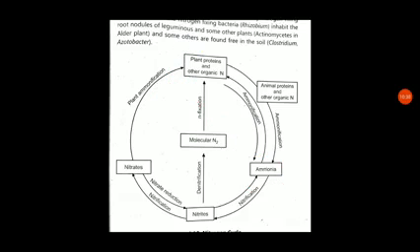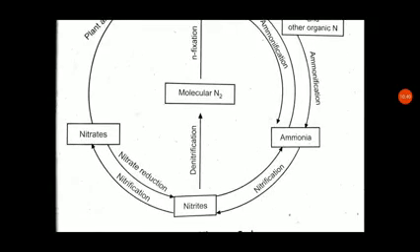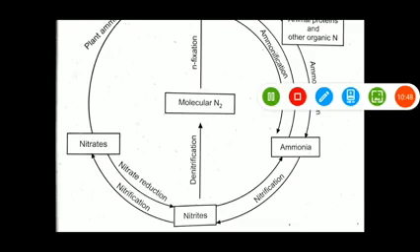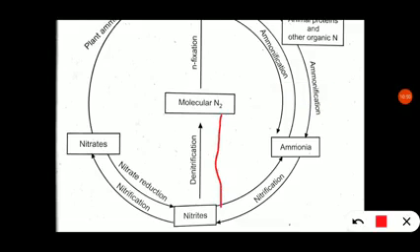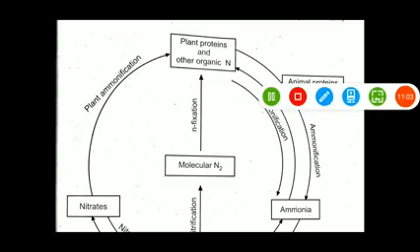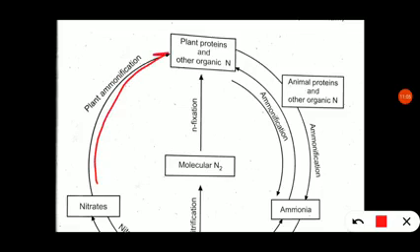Then what happens during nitrification? This molecular N2 is firstly converted into nitrate. The nitrification process takes place, converting it into nitrate, and from this nitrate the ammonification process takes place and they form ammonia. This ammonia is fixed into proteins and other organic compounds.